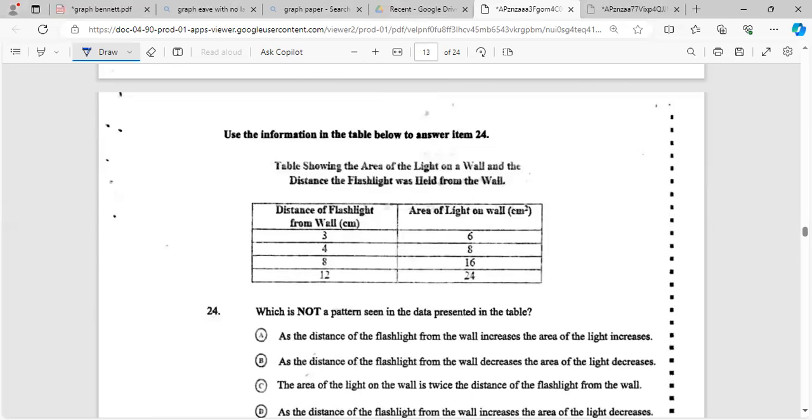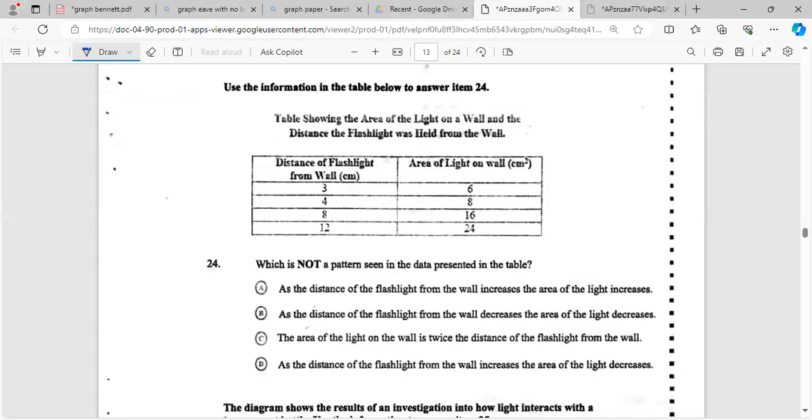Use the information in the table below to answer item 24. Table showing the area of light on a wall and the distance the flashlight was held from the wall. So here we have the distance from the wall over here. This is 3 centimeters, and the area of the light was 6. Then we step back to 4 and the area was 4. The further you go back, the area increases.